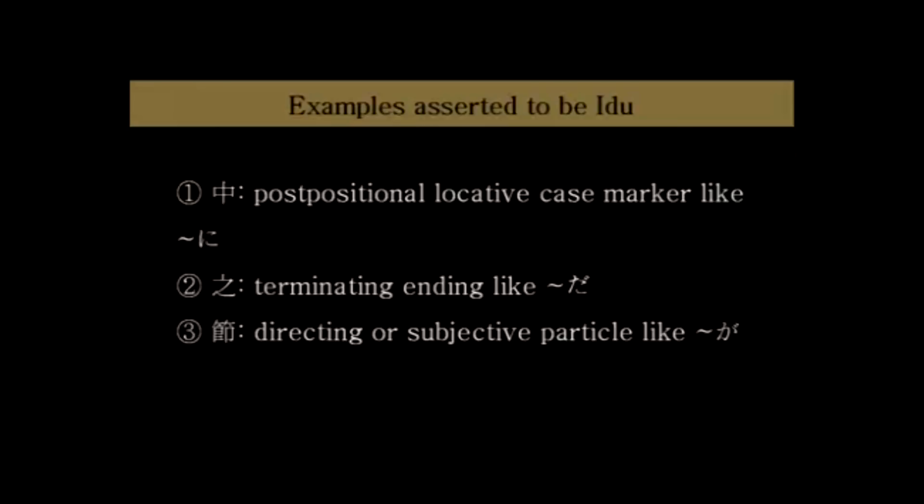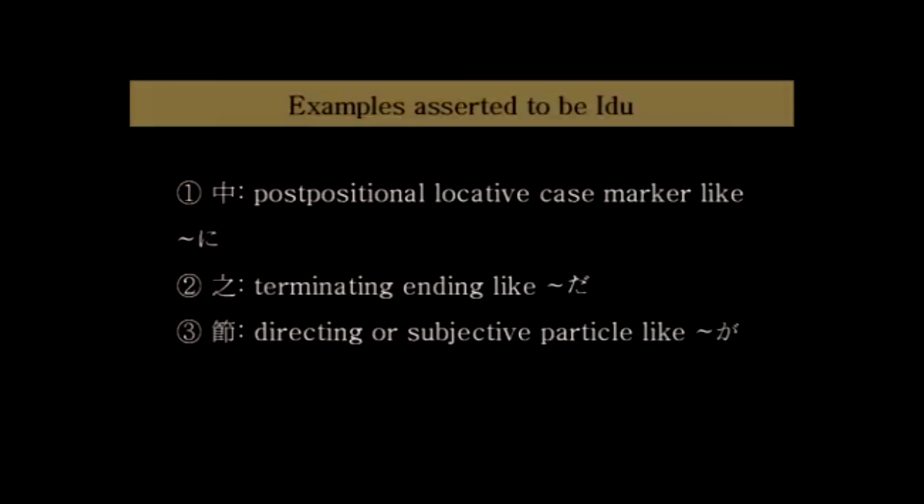For example, 中 does not have any meaning of "in the middle of", but they just take on the post-positional locative case marker, like Japanese に (ni). And there's another example, 之. As you know well, in Chinese, the 之 means a pronoun. But if you see the Korean inscriptions, then you may find there is no such meaning at all. It just has the terminating ending, like in Japanese た (ta).